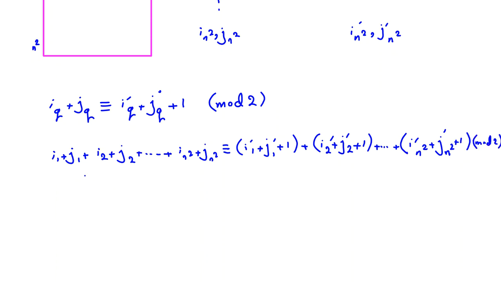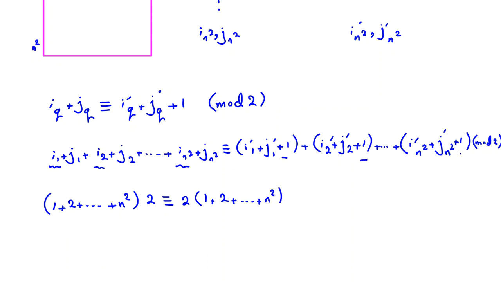Now, what is the left side? In i1, i2 up to i_{n squared}, because in each row we have one piece, this is a permutation of 1 to n squared, so it will be 1, 2 up to n squared. Similarly, j1, j2 up to j_{n squared} is also a permutation of 1 to n squared. For i prime 1 to i prime n squared, we can say the same thing, and for j prime 1 to j prime n squared. And also we have some ones. How many ones are there here? There are n squared ones, so it will be plus n squared mod 2.